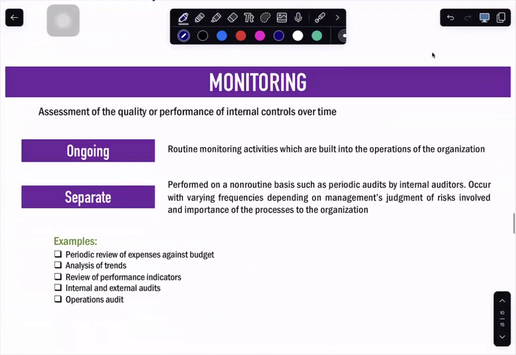Next, we have your monitoring. For monitoring, we now assess the quality or performance of internal control over time, because as time passes by, internal controls that were effective before might be ineffective now. So whenever we say ongoing, these are routine monitoring activities, so continuous, based on what is placed in your organization.